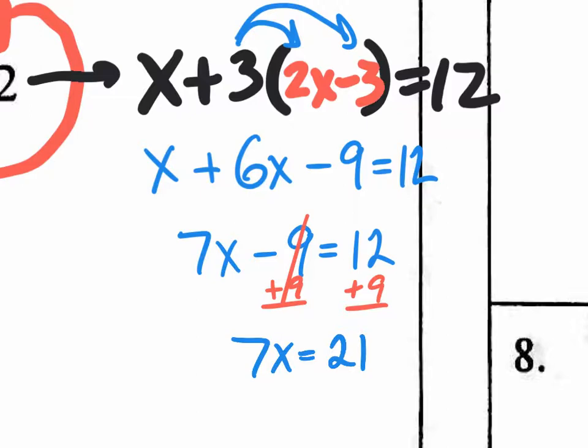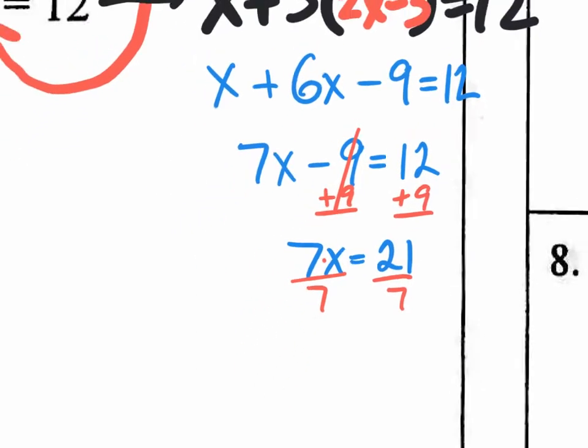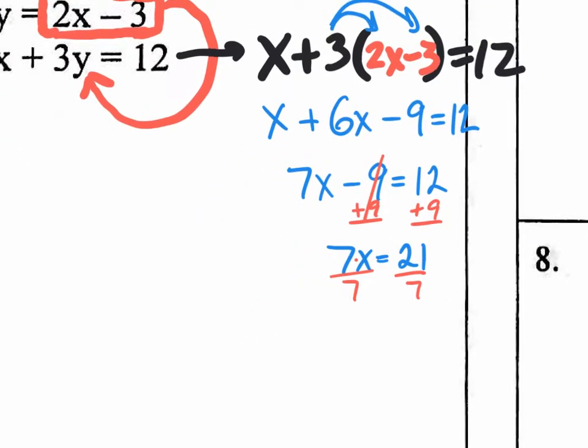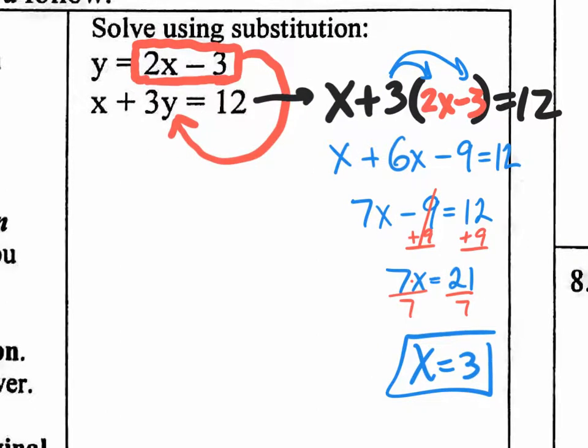The final step would be to get rid of this multiplication of 7 in front of the x. To get rid of something, you do the opposite. The opposite of multiplying is dividing, so you do a division bar. Put the 7 there, put the 7 there, and we will have 21 divided by 7, which is 3. So x equals 3. You're probably thinking, I'm done, I have the answer. Well, technically you have half of the answer.